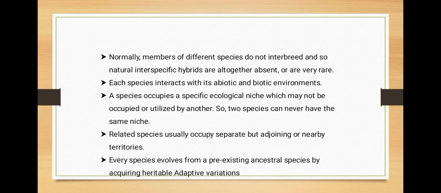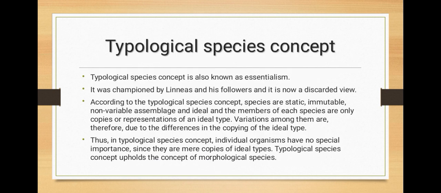A species occupies a specific ecological niche which may not be occupied or utilized by another. So, two species can never have the same niche. Related species usually occupy separate but adjoining or nearby territories. Every species evolved from a pre-existing ancestral species by acquiring heritable adaptive variations.